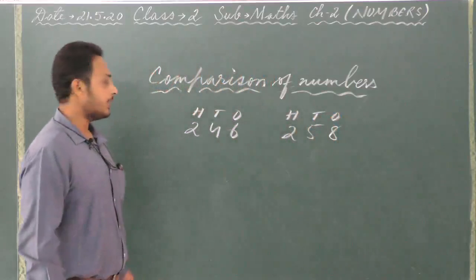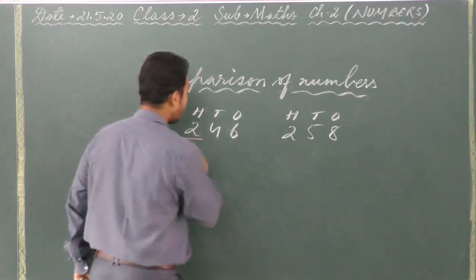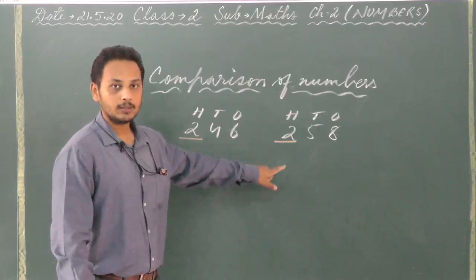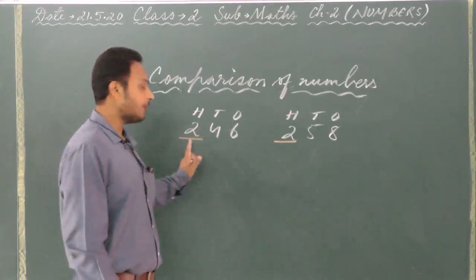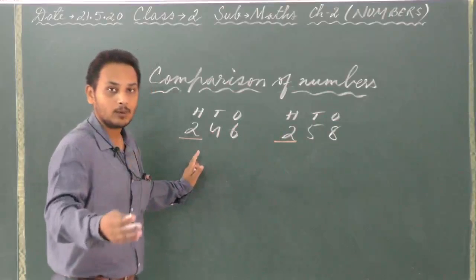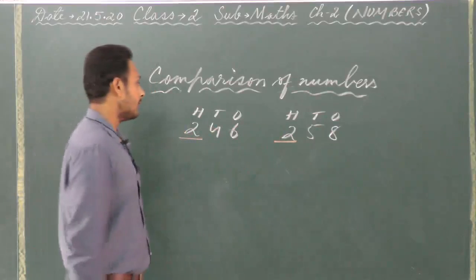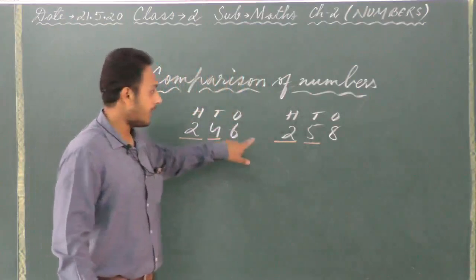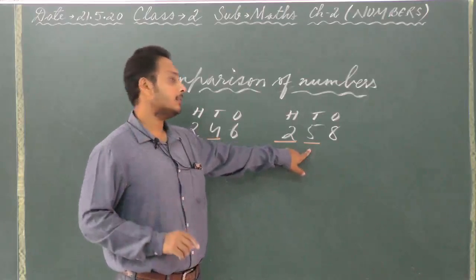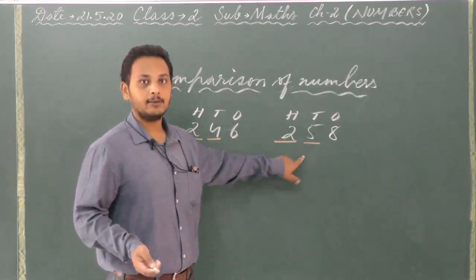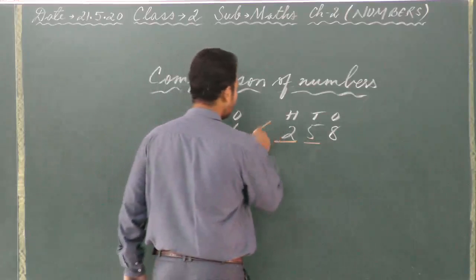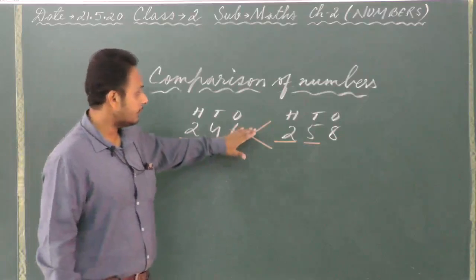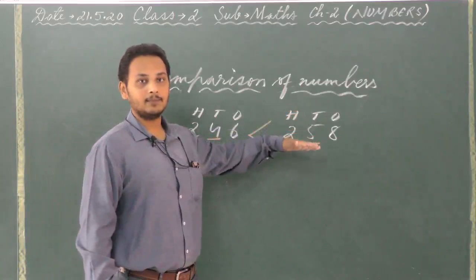When you take a look over here, in the hundreds place we have 2 and in the hundreds place we have 2. In both the numbers, in the hundreds place we have 2. It is equal. So in this kind of case, wherever both the hundreds numbers are equal, you move to the next number, the number in the tens place. Over here the number is 4 and here the number is 5. So which is greater, 4 or 5? Yes, 5 is greater. So we put a symbol like this. Whichever number is greater, a symbol like this faces towards the greater number.